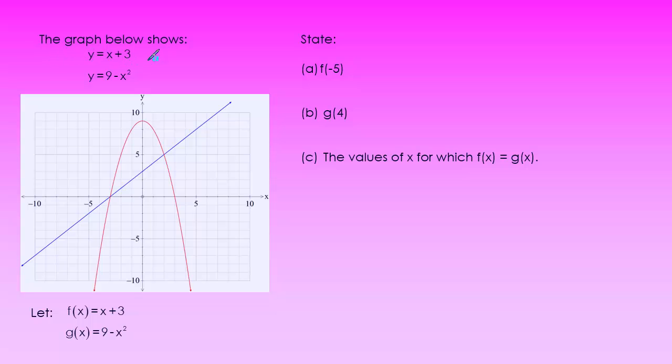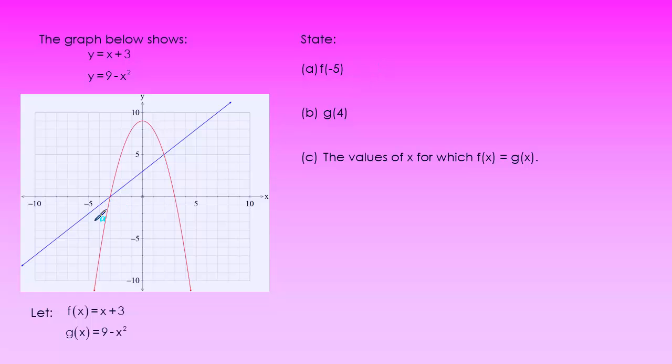The graph below shows y equals x plus 3 and y is 9 minus x squared. So we're going to let f of x be x plus 3 and g of x be 9 minus x squared. Now x plus 3 is clearly the straight line, the blue one, and 9 minus x squared is going to be the parabola. We want to state f of negative 5.